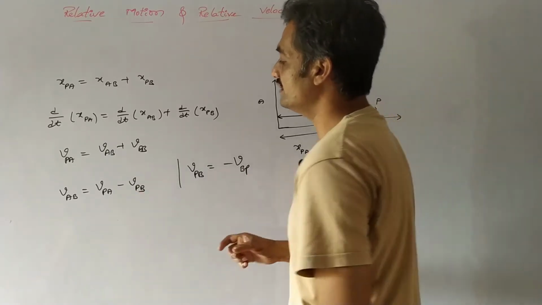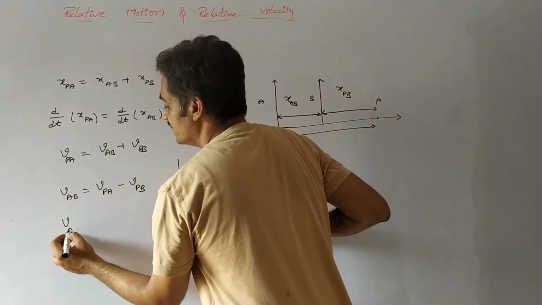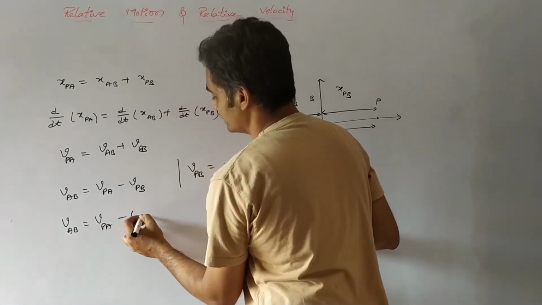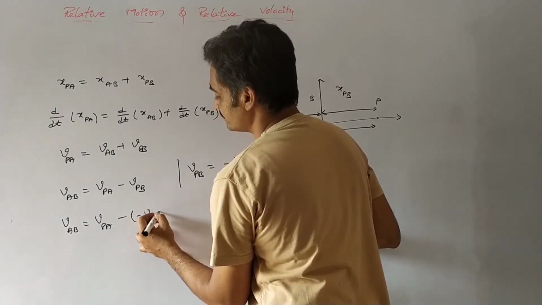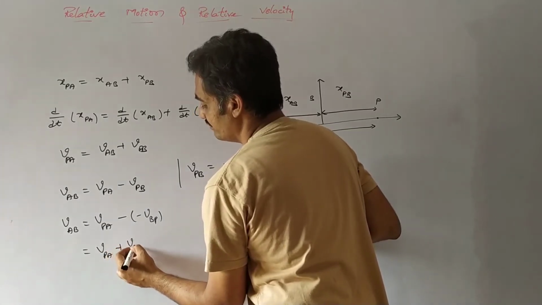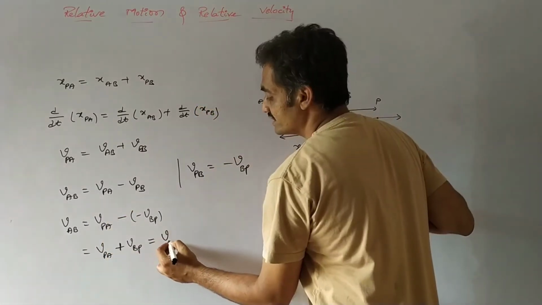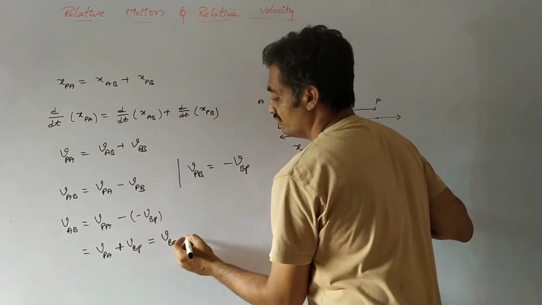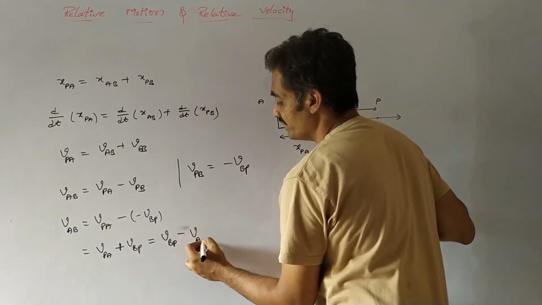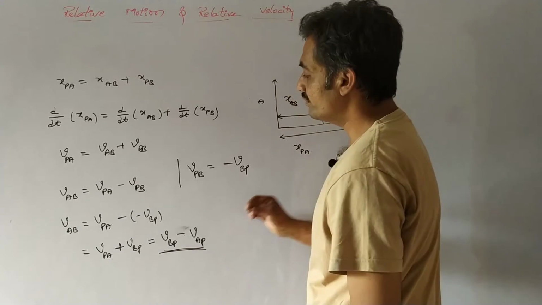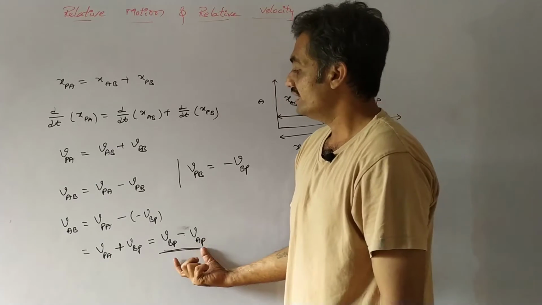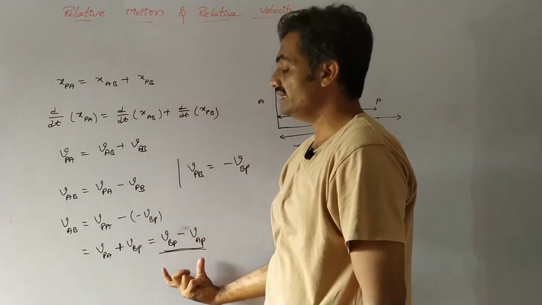So if we substitute this value in this equation, we have v suffix ab is equal to v suffix pa minus of minus v suffix bp, which can be represented as v suffix pa plus v suffix bp. We can also change the sign by changing the parameters, then we can write it as v suffix ap. So based on that, we can write v suffix ab equals v suffix bp minus v suffix ap. It represents the relative velocity equation.